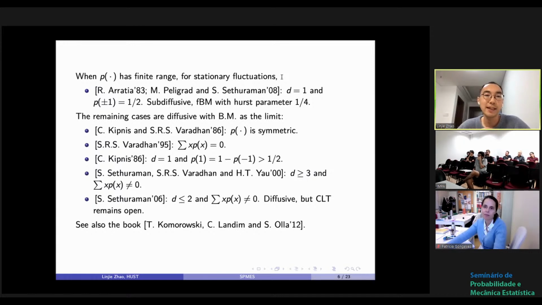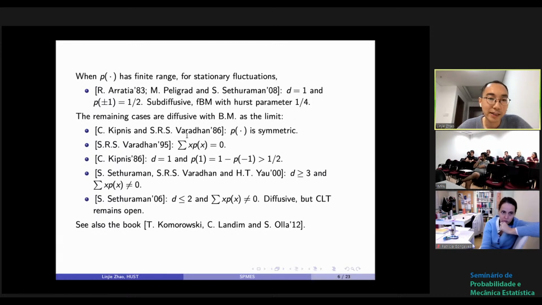And when the jump rate p has finite range, stationary fluctuations for the target particle have been well understood. So here are some references. In one dimension and in the nearest neighbor symmetric case, in the paper of Arratia, and Gravner and Sander, it was shown that the target particle is subdiffusive. Moreover, it converges to a fractional Brownian motion with parameter 1/4. And in all the other cases, the target particle is diffusive, so the limit should be a Brownian motion.